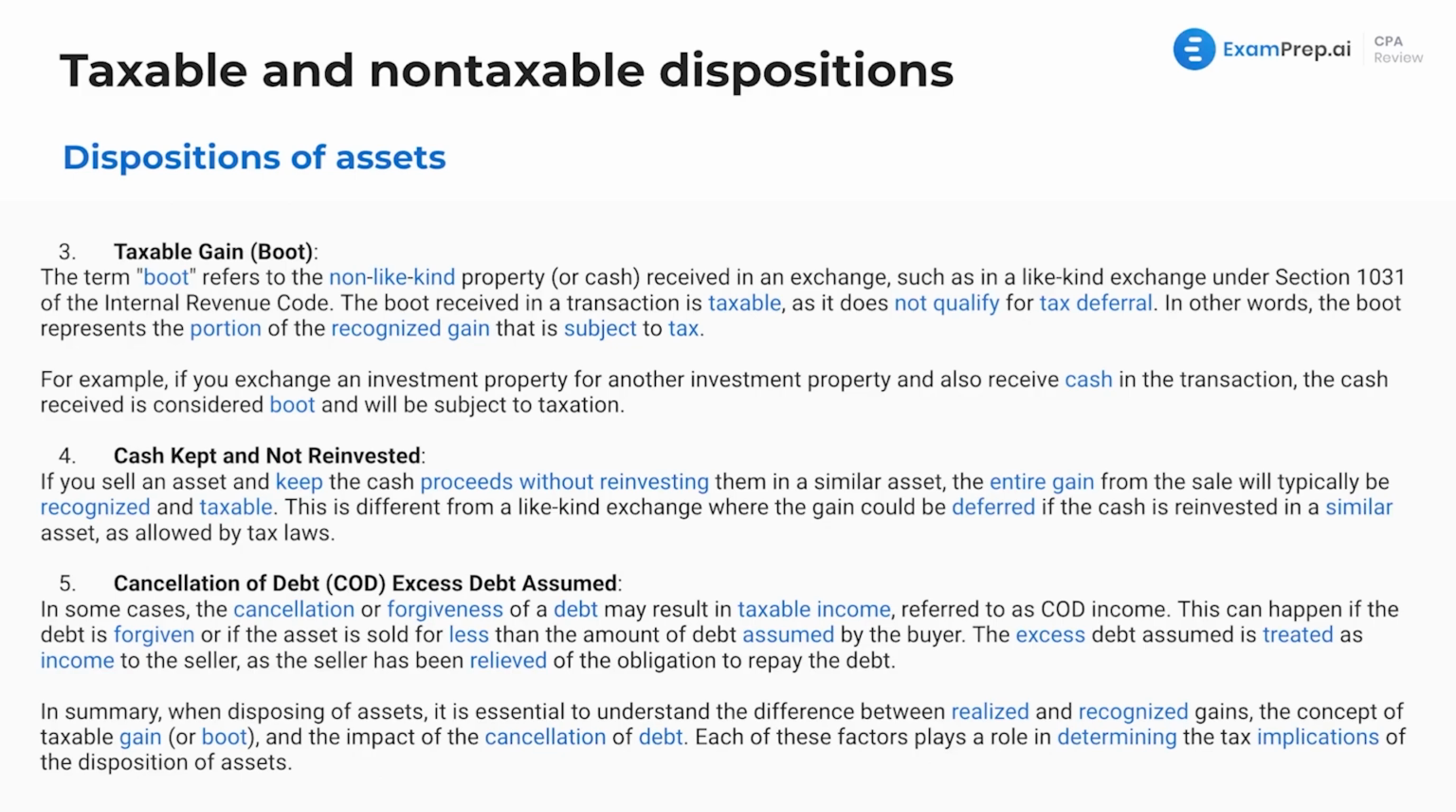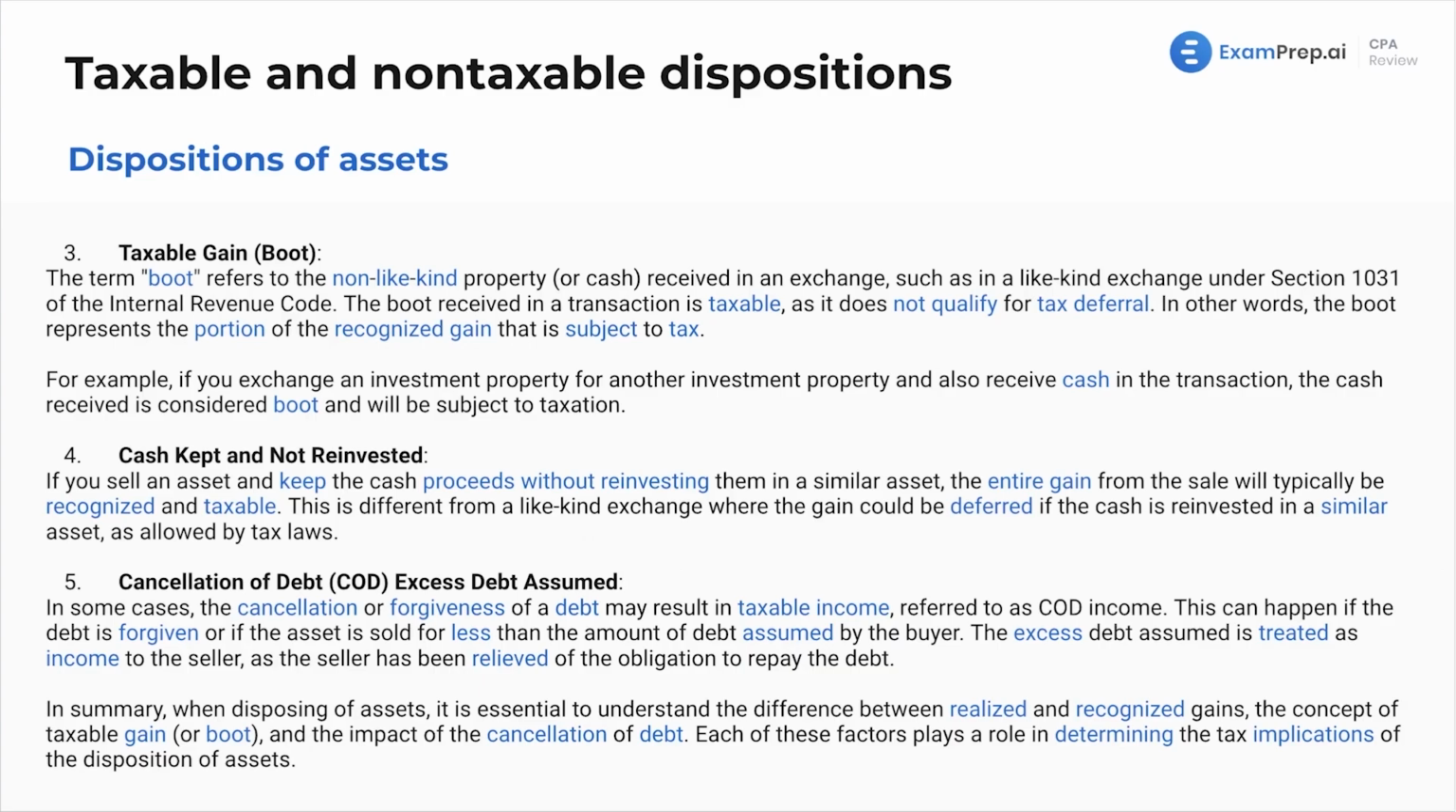Cash received in the exchange, such as a like-kind exchange of the IRC. The boot received is taxable as it does not qualify for tax deferral. In other words, the boot represents the portion of the recognized gain that is subject to tax. For example, if you exchanged an investment property for another one and also received cash, as we saw, the cash received is considered boot and will be subject to taxation, but we have those formulas down and we will get those questions right. Cash kept and not reinvested.